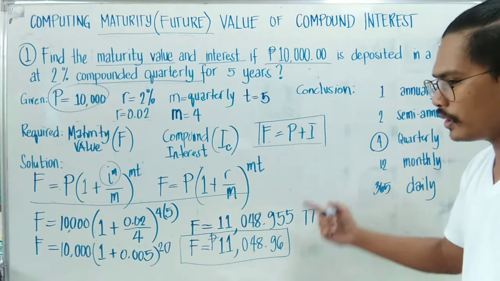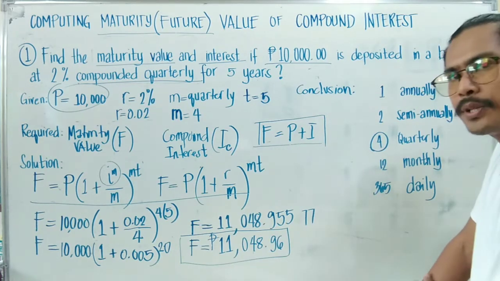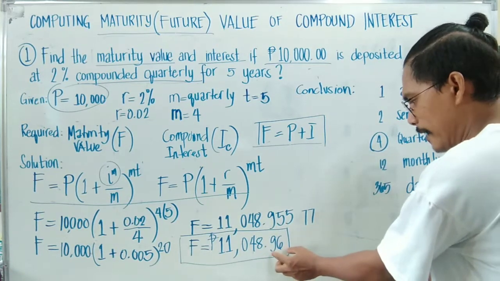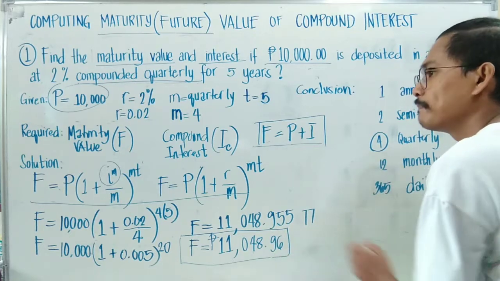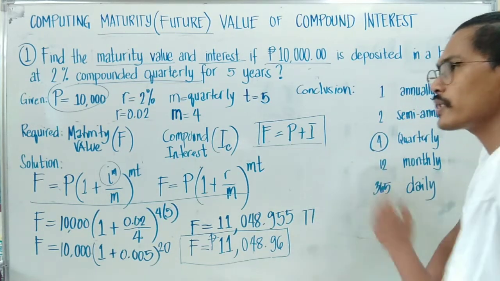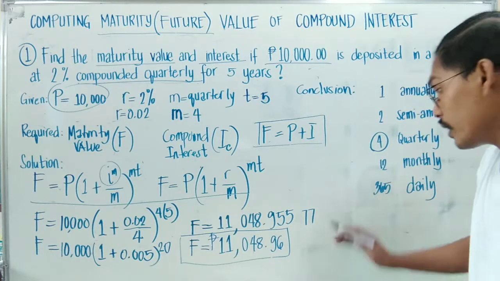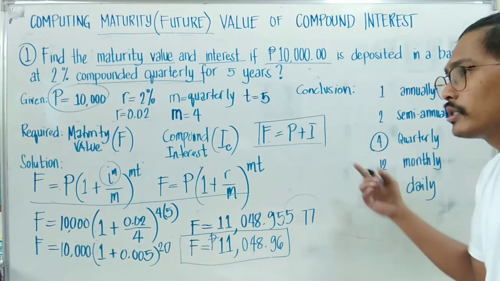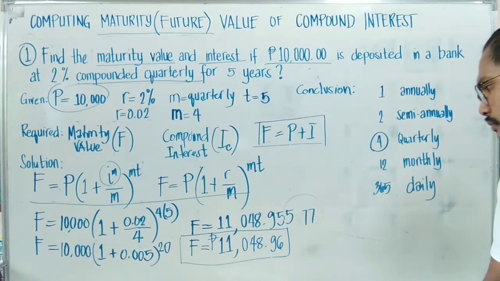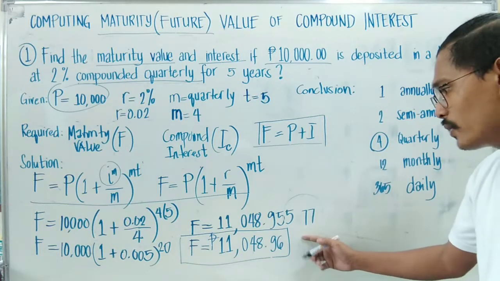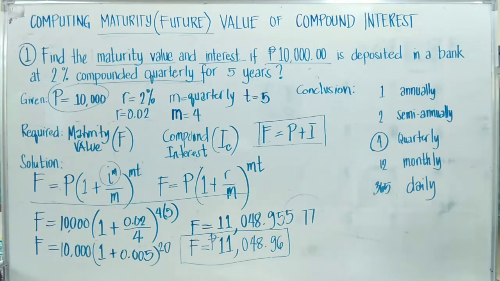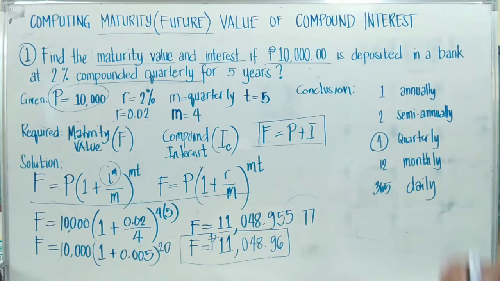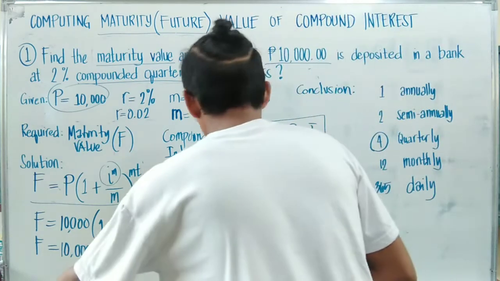The reason behind rounding it off to 2 decimal places is that this 0.96 is in centavos or cents, so it will be hard for us to identify more decimals in the case of money. I guess that you understand the concept behind. So the future value is 11,048 pesos and 96 centavos.